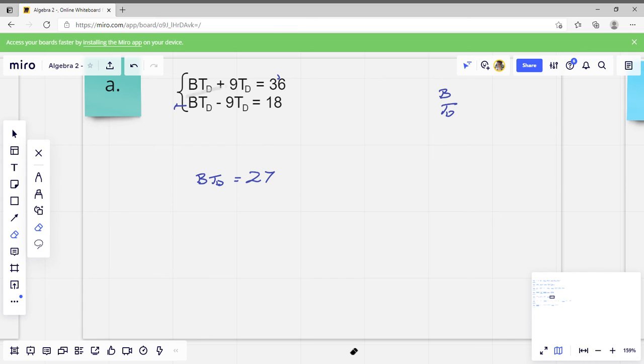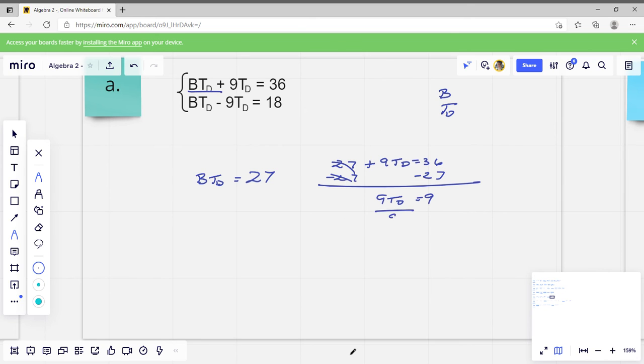So that would be right here. Instead of btd, I'm going to write 27. Actually, let me give myself some more room here. I'm going to write 27 plus 9td equals 36, minus 27. And I get 9td equals 9. Then divide by 9, and we're going to get td equals 1.